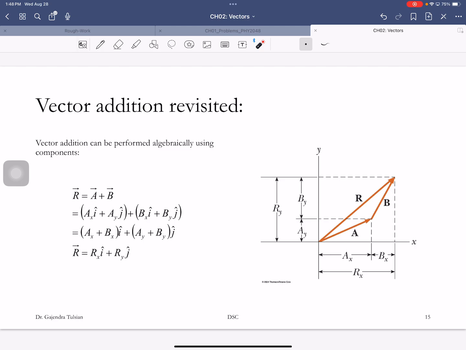Okay, now that you've learned how to write vectors in component form, adding and subtraction and all that is very easy. If you want to add two vectors, you just add the corresponding components and so on.